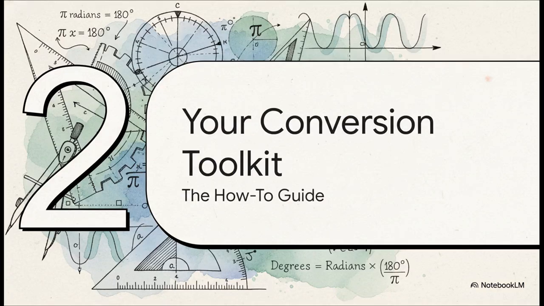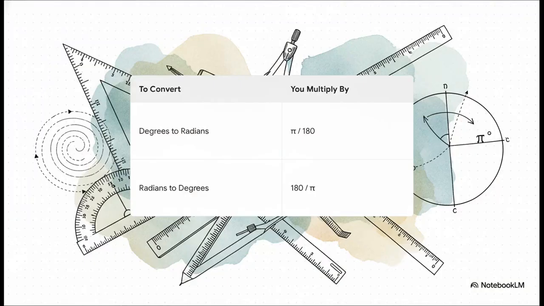All right, so we've covered the why. We get it, radians are important. Now let's get into the how. We're going to build your conversion toolkit so you can switch back and forth between degrees and radians without even breaking a sweat. And here they are. These are the only 2 tools you need in your kit. To go from degrees over to radians, you just multiply by pi over 180, and to go from radians back to degrees, you flip it and multiply by 180 over pi.